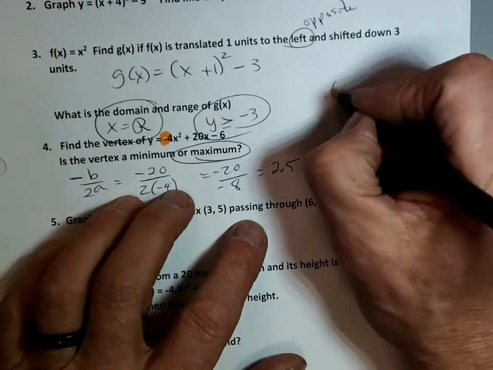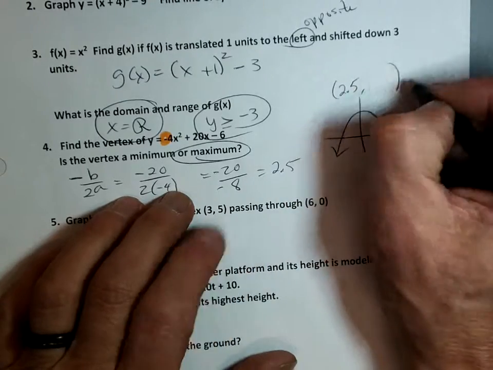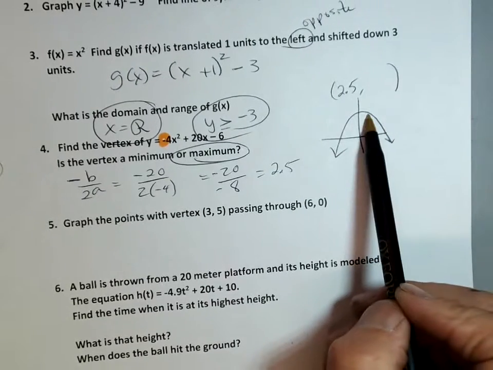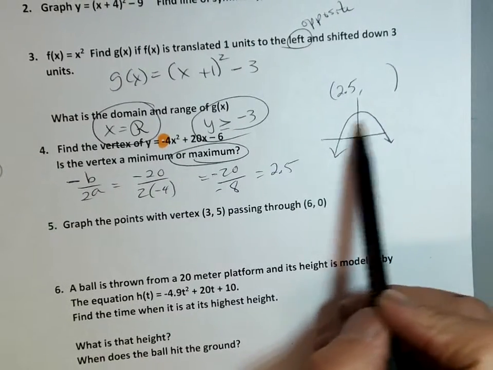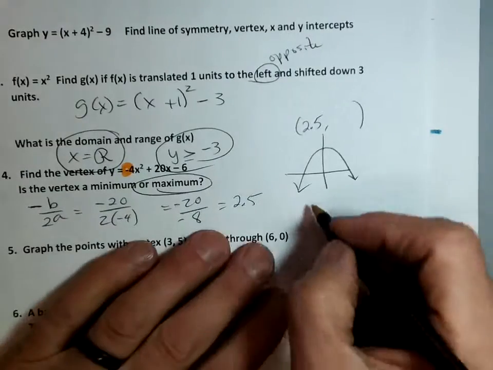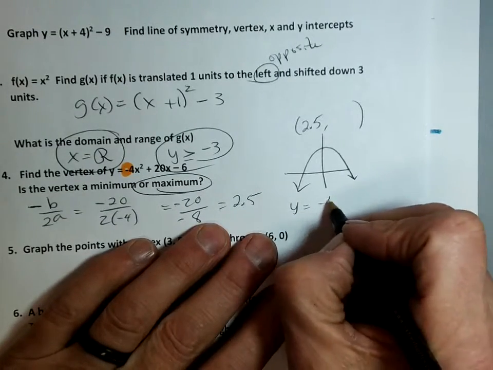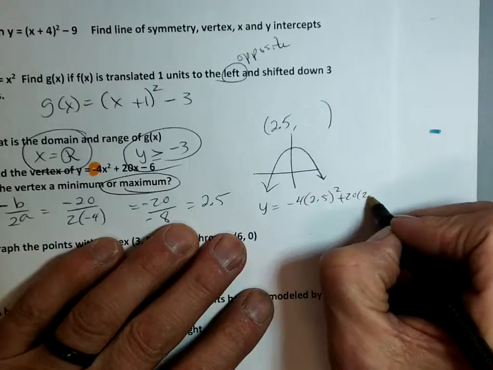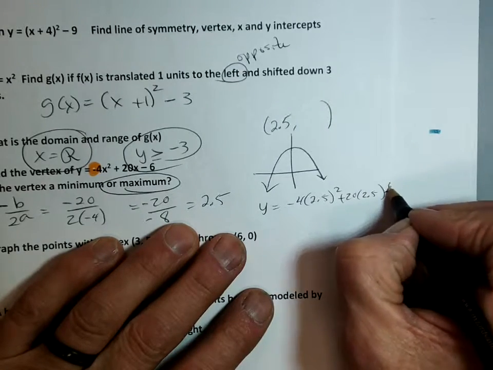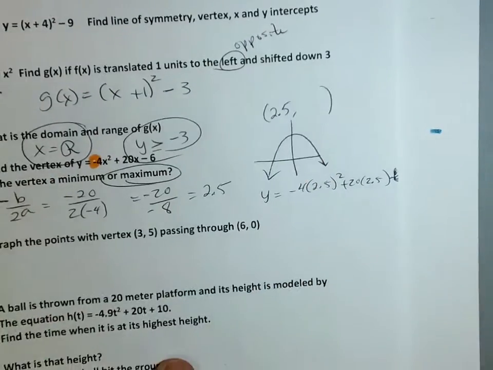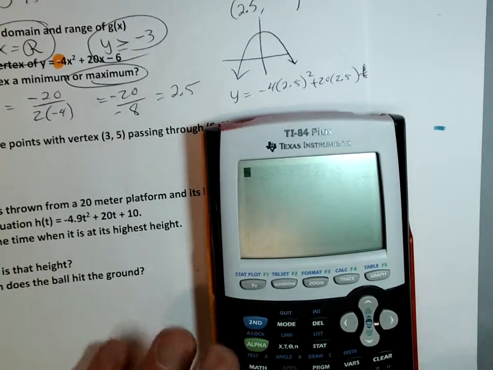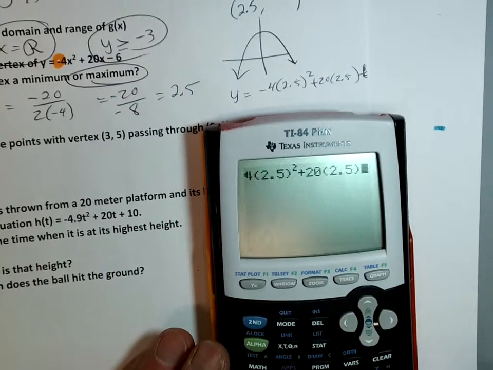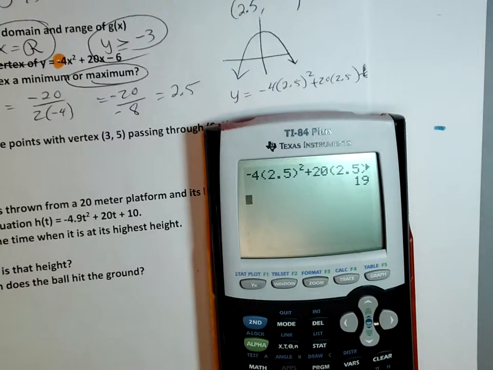So I've got a vertex at 2.5 something, but if I want the maximum, I want that height. So how high is this point? Plug it in. So if we plug it in, I'm going to go y equals negative 4 times my 2.5 squared plus my 20 times my 2.5 minus 6. I'm running out of room, but minus 6. But I'll let my calculator do it anyway. You guys agree? Negative 4 times 2.5 squared plus 20 times 2.5, subtract 6. And I get 19, okay?